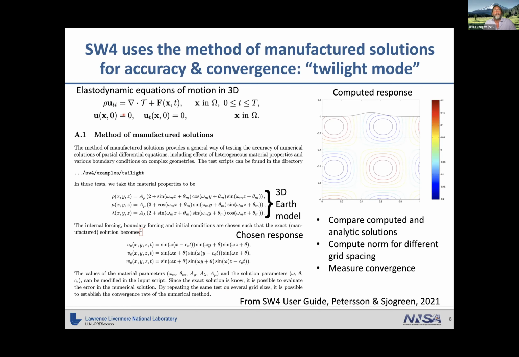One can analytically get the response in a chosen harmonic 3D Earth model. This is written into SW4 for checking accuracy and looking at the convergence by running the code with different grid spacings. One can numerically measure the convergence, and it's called twilight mode. It's one of the features that's built into the code.